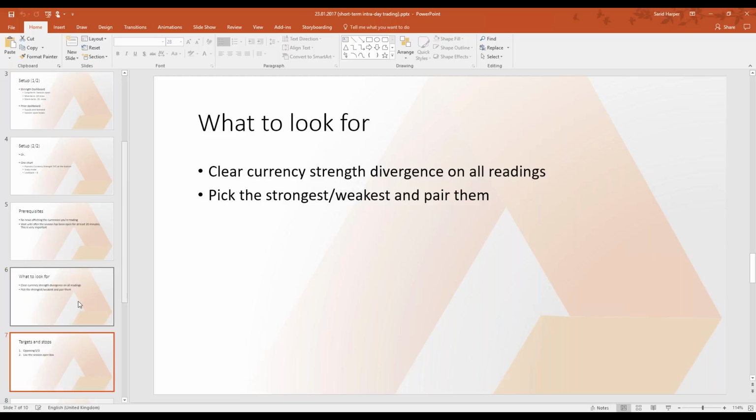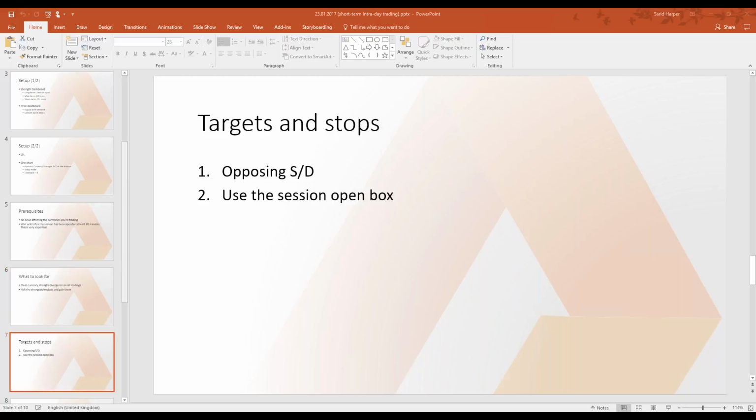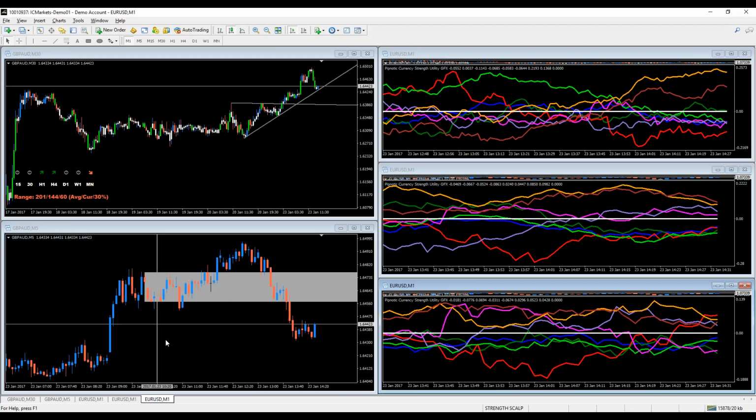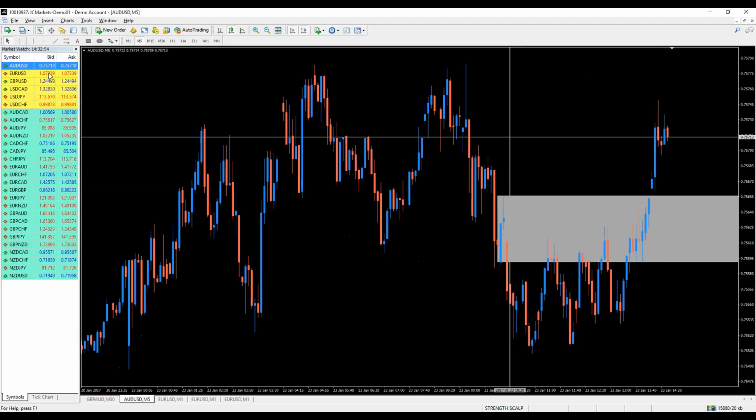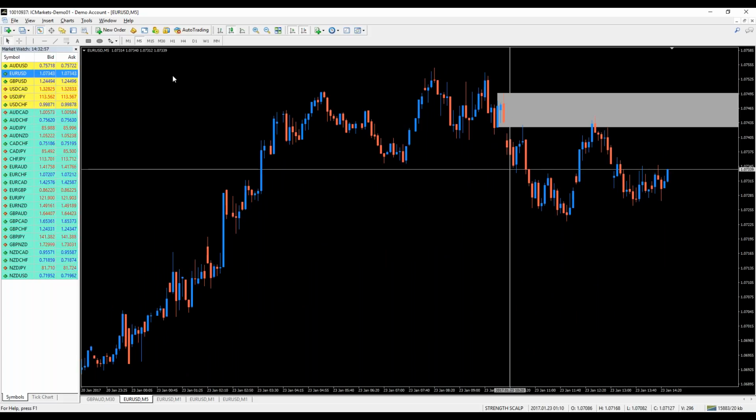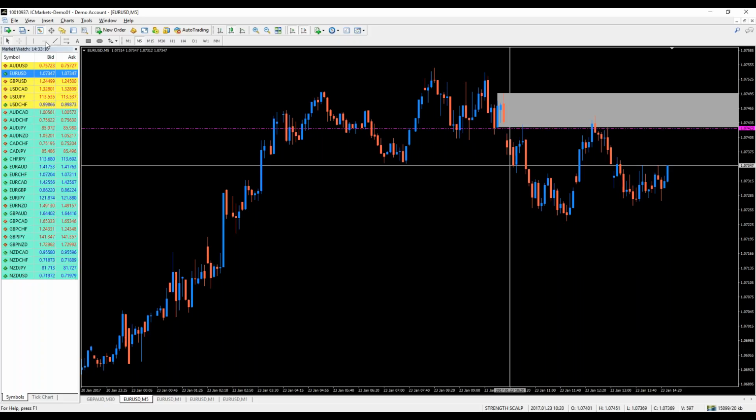Good. Okay, what about targets and stops? Well, targets and stops, you can do this in a couple of different ways. What I normally do is let's find a pair that respects this. Okay, if we take this as an example, assuming that we were told to sell the EUR/USD, what I would normally do is put a sell stop just here, a couple pips below the bottom of this, and the stop would go above the box like so.